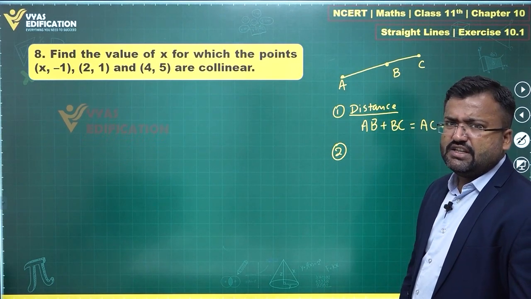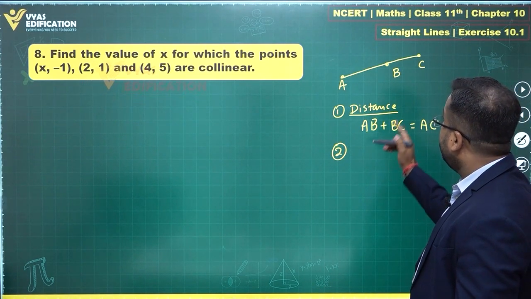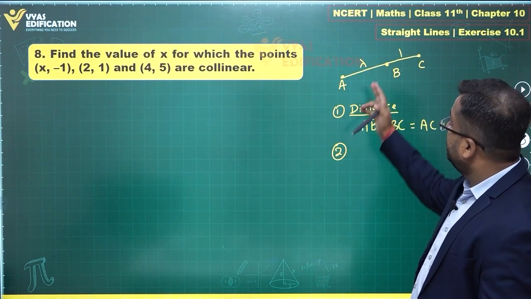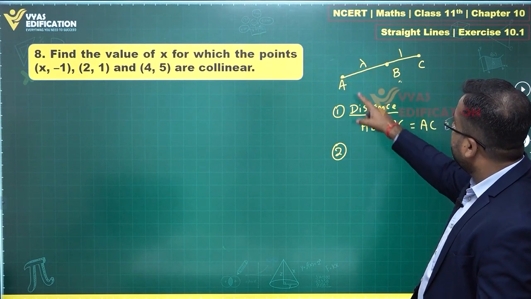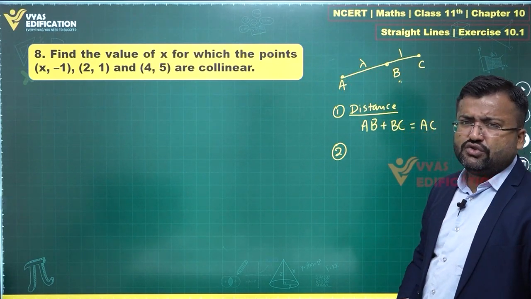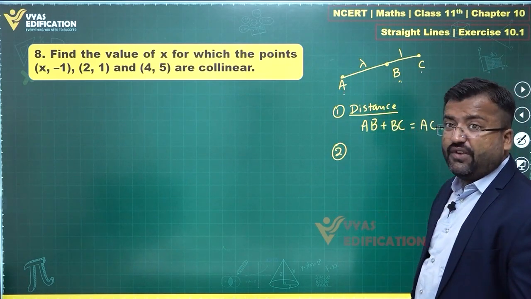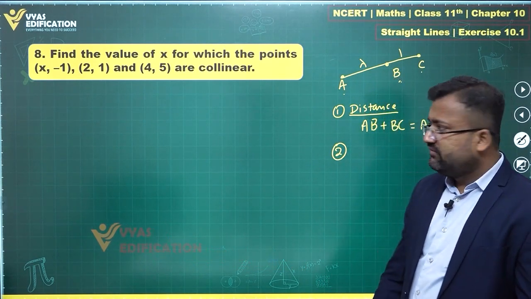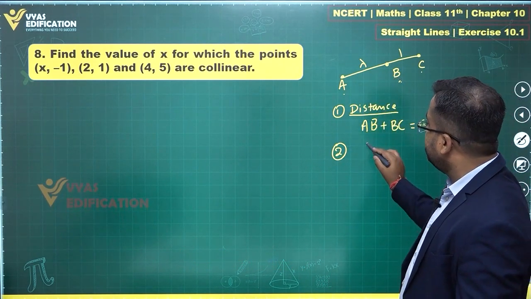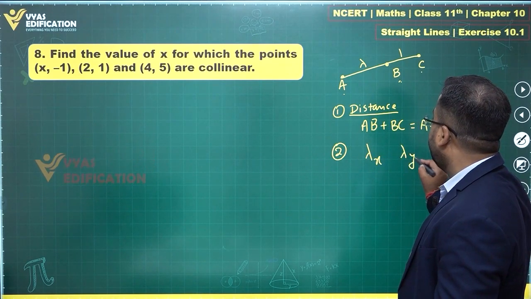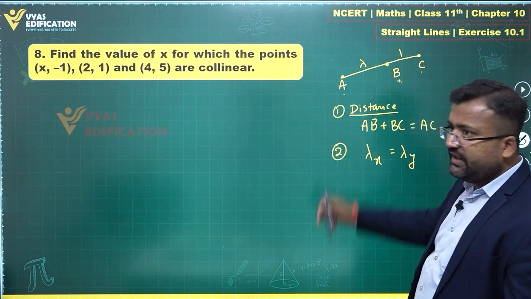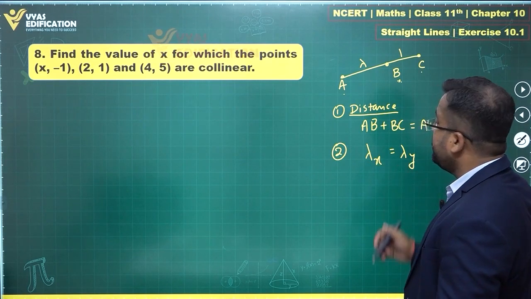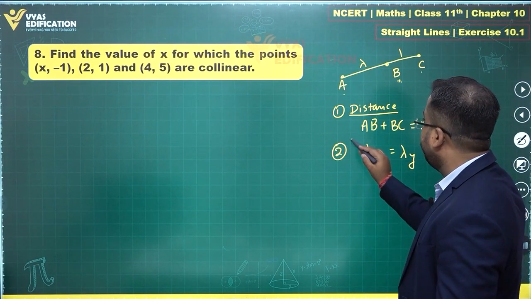You may use section formula as well. What does the section formula say? That if you can find some lambda for which the x coordinate of B can be found with the help of this lambda is to 1 ratio of AC, and similarly the value of lambda for y coordinate will be found, if lambda for x and lambda for y are equal, therefore this particular point will lie on that particular line segment. Yes, and therefore you can say that the points are collinear. This is using section formula.